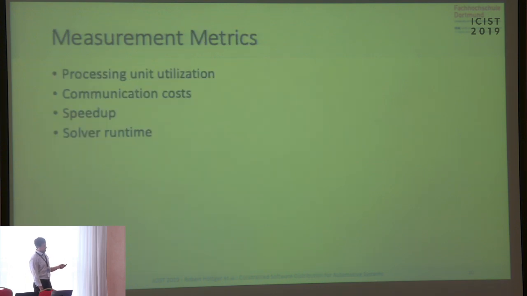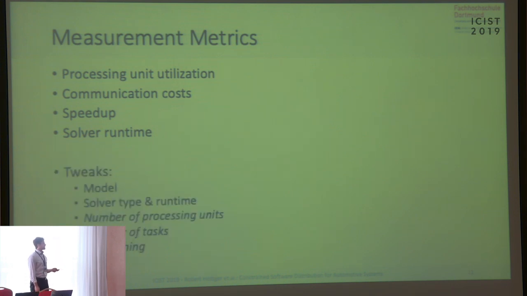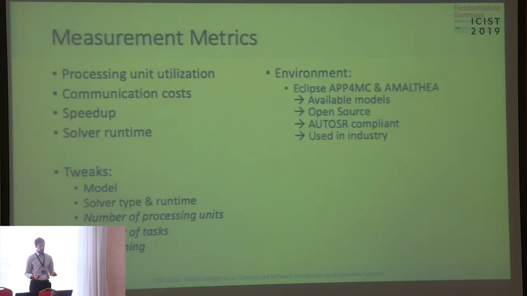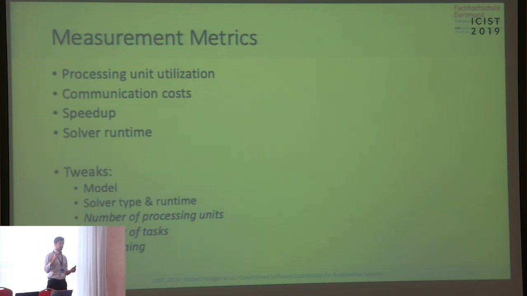The things that we actually measured are the processing unit utilization, the communication costs, the speedup, and the solver runtime. The things that we were able to tweak were the model that we use and the solver type, as I mentioned earlier, and those three italic items were only applicable to generated models, because we used 6 models in total, 3 models from the industry and 3 models that are generated.